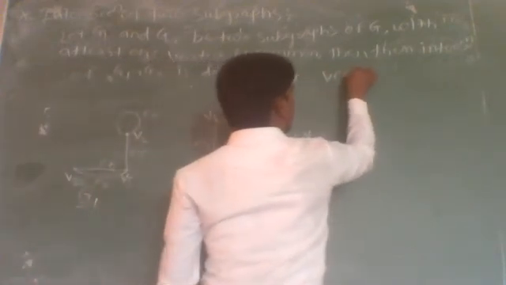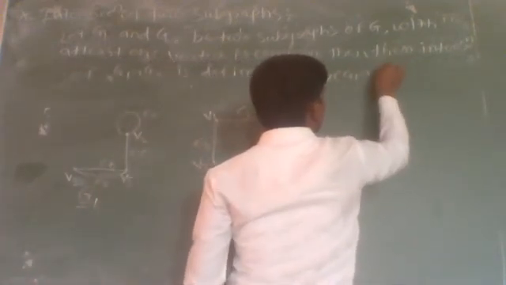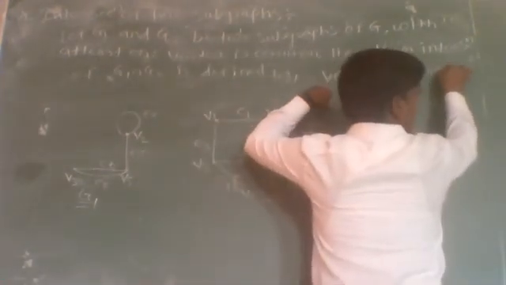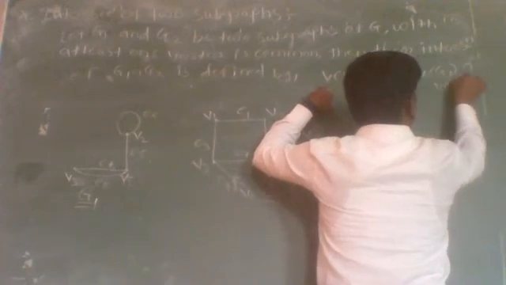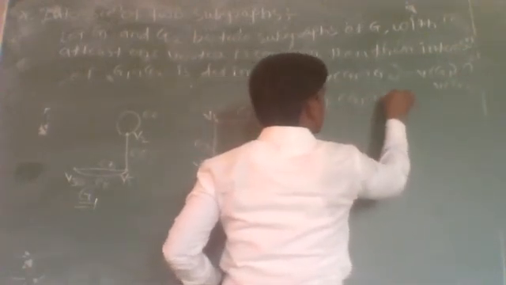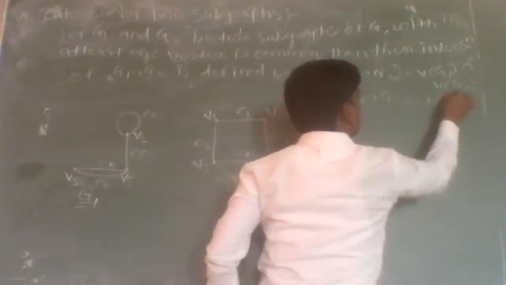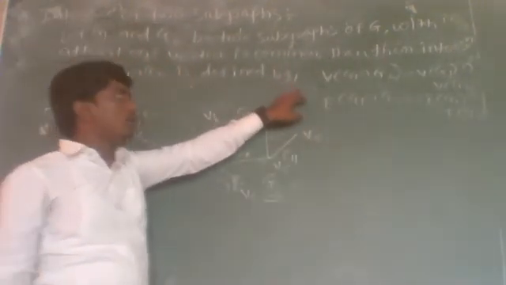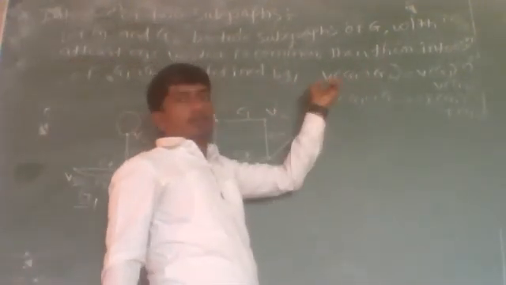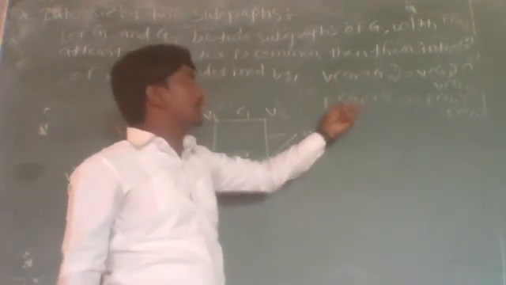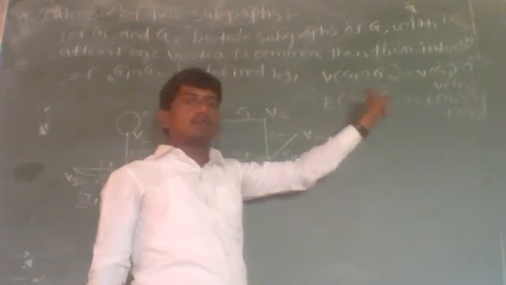the vertex set of G1 intersection G2 will be equal to the vertex set of G1 intersection the vertex set of G2, and the edge set of G1 intersection G2 is nothing but the edge set of G1 intersection the edge set of G2. Here the vertex set of G1 intersection G2 contains all those vertices which are in both the subgraphs G1 and G2, and the edge set contains all those edges which are in both the subgraphs G1 and G2.